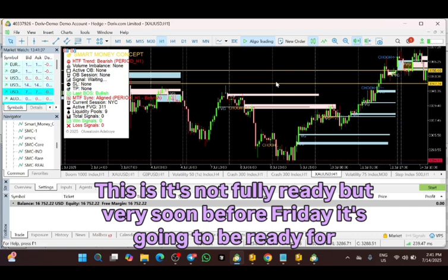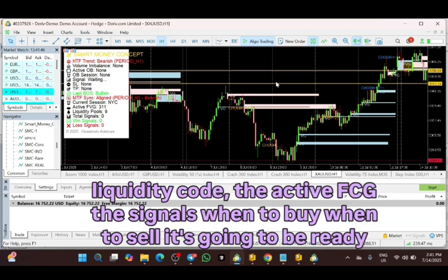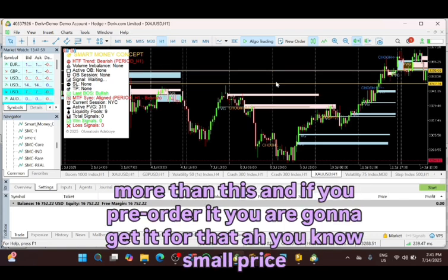So this is it. It's not fully ready, but very soon, before Friday, it's going to be ready for everybody that pre-orders. It's going to show you the liquidity pool, the active FVG, the signals, when to buy, when to sell. It's going to be ready for Friday, and you can see it's powerful on its own, but it's going to be much more than this.